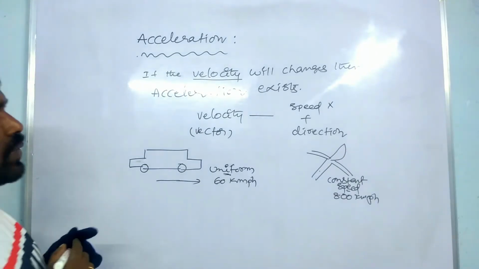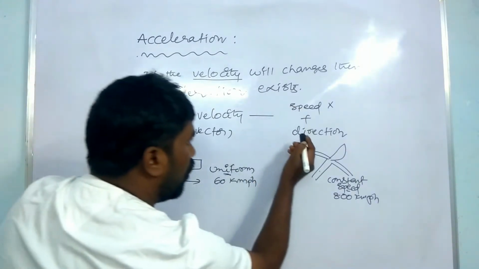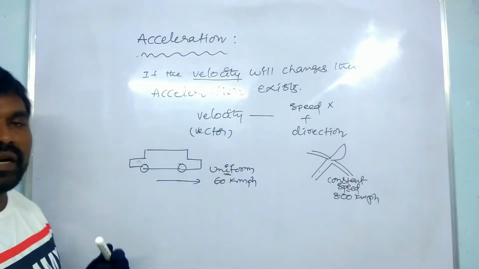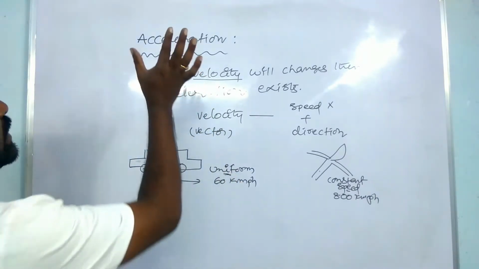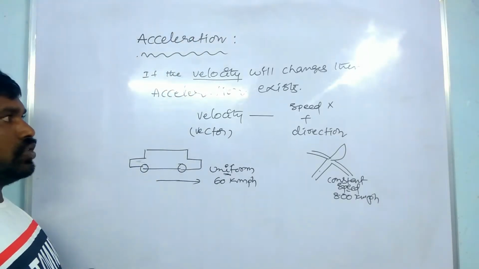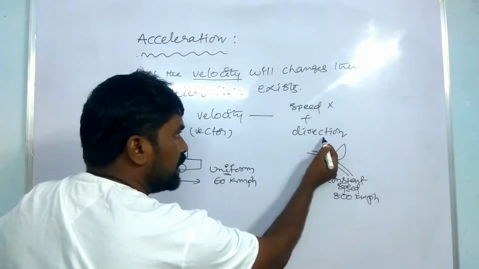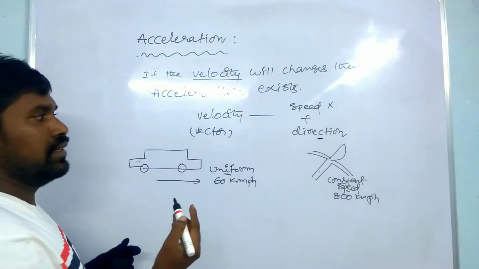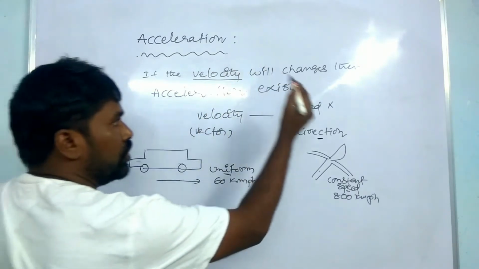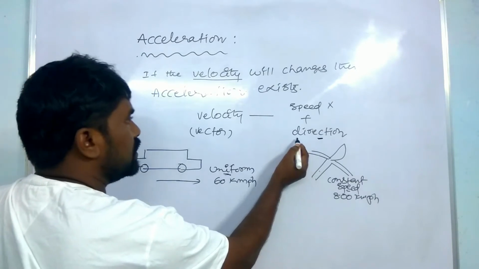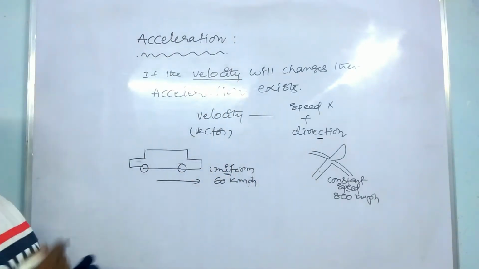Acceleration exists only if the speed or the direction of the vehicle, object or particle changes. Now, without changing the speed, if the direction changes, what will happen? The speed will not change, but if the direction changes, then acceleration exists.